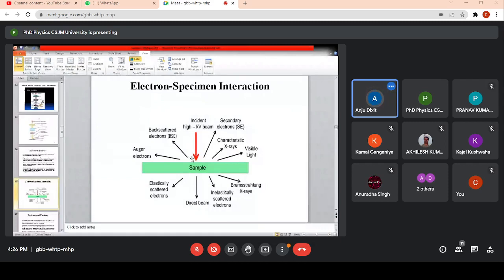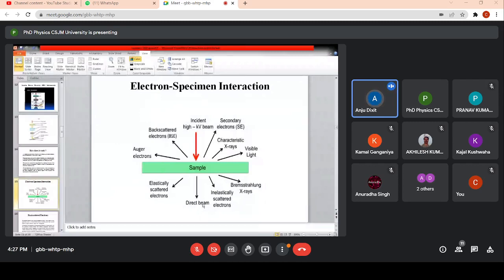So there are several signals. You can see secondary electrons, backscattered electrons, characteristic X-rays, visible light, Auger electrons, elastically scattered electrons, and the direct beam, which can also be there without having any effect, inelastically scattered electrons, and bremsstrahlung X-rays. So all these signals can be produced upon the interaction of the electron beam with the sample specimen. So I am explaining one by one.